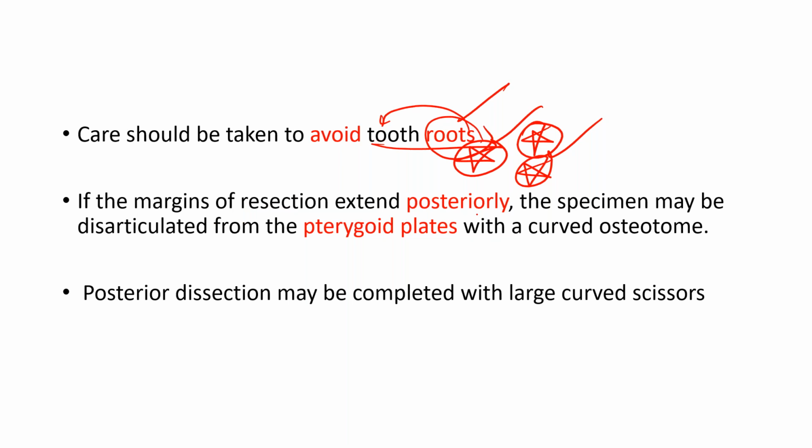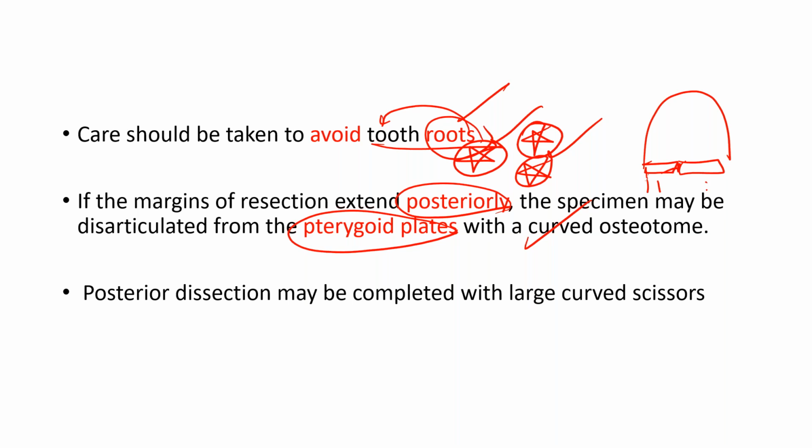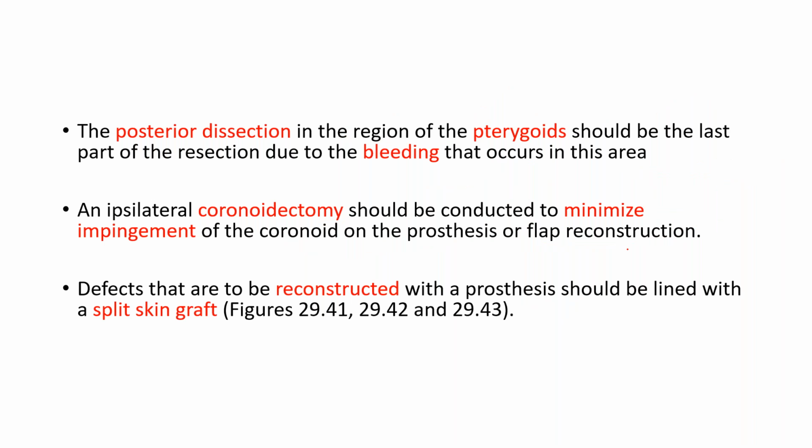The margins of the resection extend posteriorly till the level of the pterygoid plates. As I already told you, if you are cutting the maxilla, the posterior border will be the horizontal plate of the palatine bone, and later on the pterygoid plates. So your cutting should be proper. The pterygoid plates are cut with a curved osteotome. Posterior dissection is completed by large curved scissors. These are not very important things for you, but for completeness I am telling you.